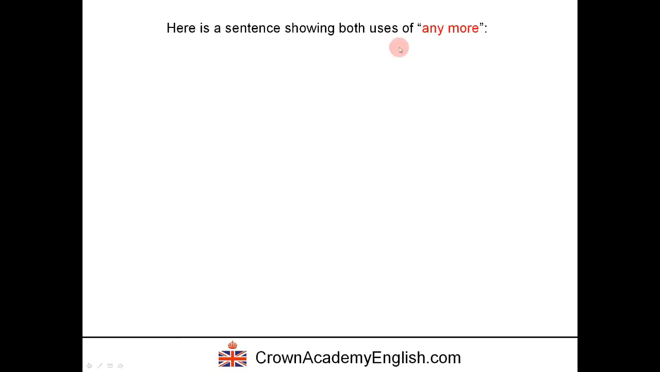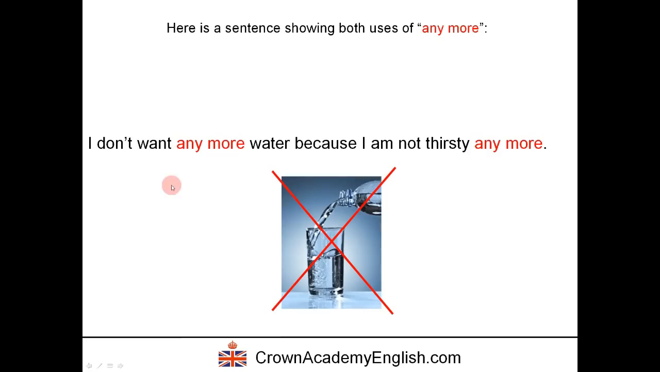So here is a sentence showing both uses of anymore. I don't want any more water because I'm not thirsty anymore. So you can see we have anymore twice in a sentence. So tell me, is this a determiner or is this an adverb? Well, this is the determiner because it's immediately before the noun phrase. Okay? Notice it's a negative sentence and it's saying we don't want even a small amount of water. Okay?